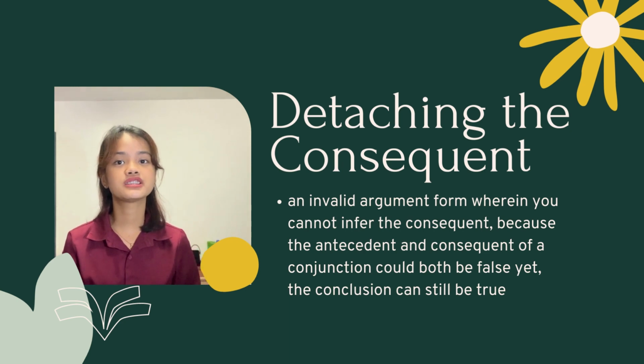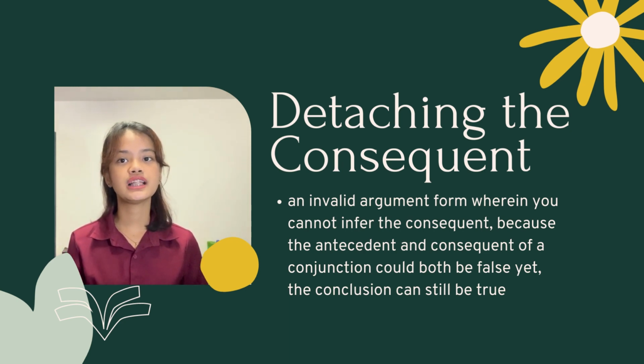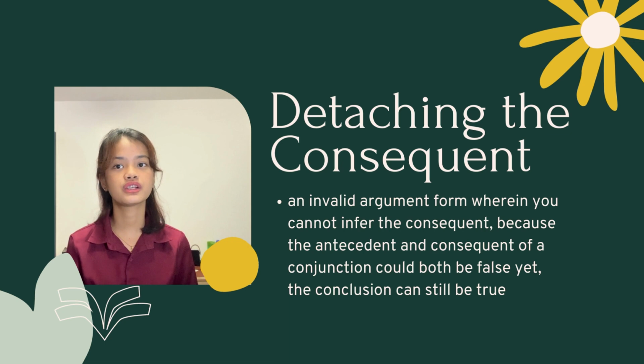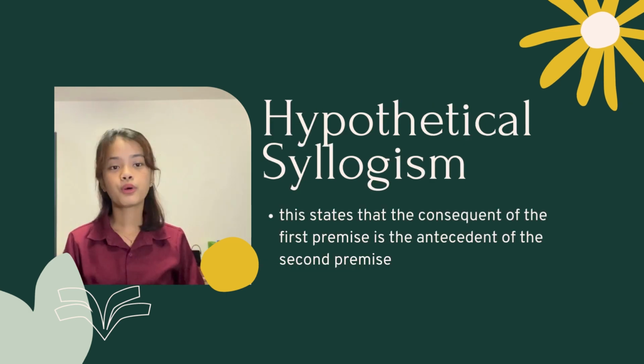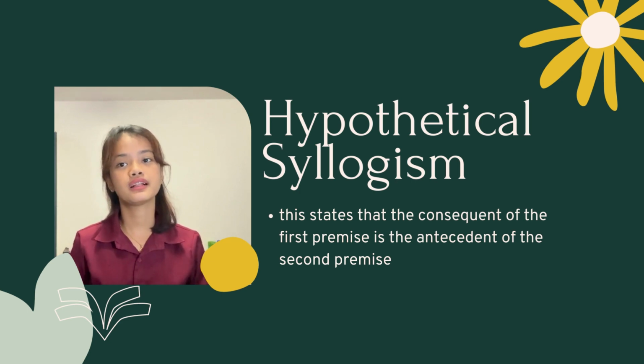Next, we have detaching the consequent. It is an invalid argument form wherein you cannot infer the consequent because the antecedent and consequent of a conjunction could be false, yet the conclusion can still be true. It follows a structure as follows. First, if R, then L. Therefore, L. Moreover, we have hypothetical syllogism.